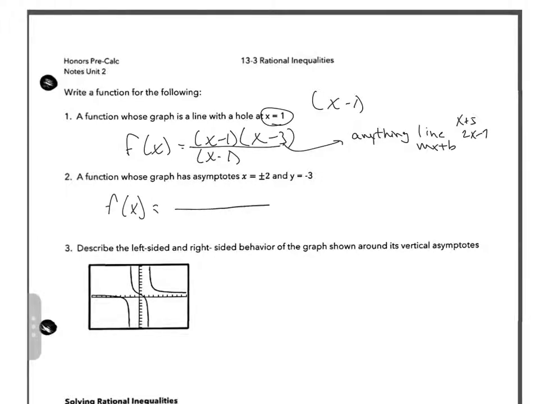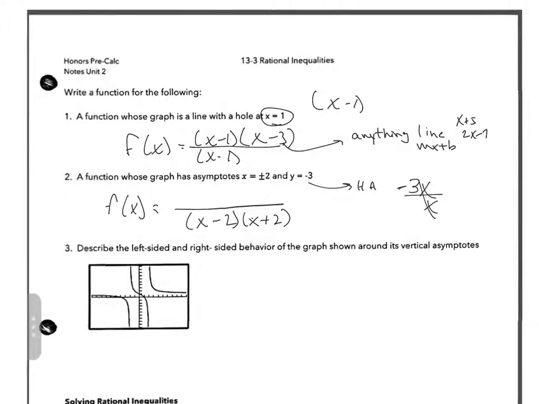So now we're going to write an equation that has vertical asymptotes at positive and negative 2. Vertical asymptotes come from the denominator. So x minus 2, x plus 2. And we have a horizontal asymptote at negative 3 for y equals. Now you know that we end up with a number. It always ends up like this, so the x's would cancel. So we have to make that happen.